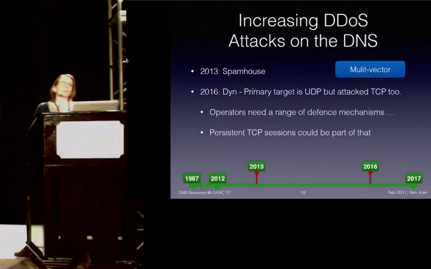At the same time, of course, the same old stuff is going on in the DNS. We have increasing attacks of increasing variety. It's interesting to note that in the Dyn attack, TCP was also an attack vector there. So operators are thinking about the fact that they need a range of defense mechanisms, and can persistent TCP play a part in the suite of tools that you have to defend in cases like that.